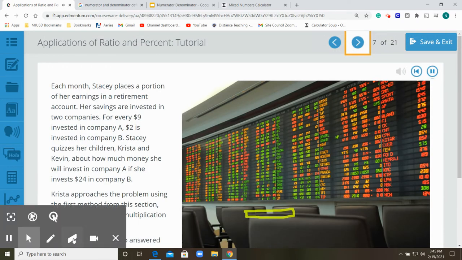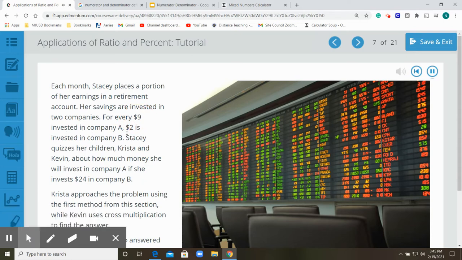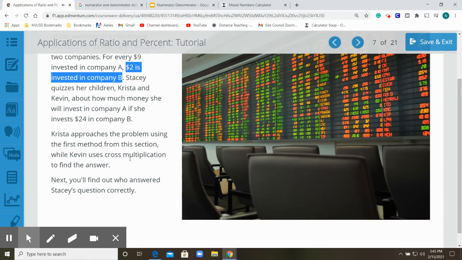Each month, Stacy places a portion of her earnings in a retirement account. Her savings are invested in 2 companies. For every $9 invested in Company A, $2 is invested in Company B. Stacy quizzes her children, Krista and Kevin, about how much money she will invest in Company A if she invests $24 in Company B. Krista approaches the problem using the first method from this section, while Kevin uses cross-multiplication to find the answer. Next, you'll find out who answered Stacy's question correctly.